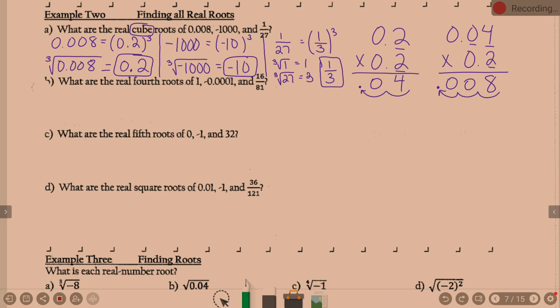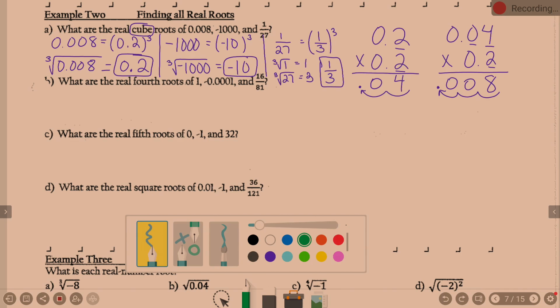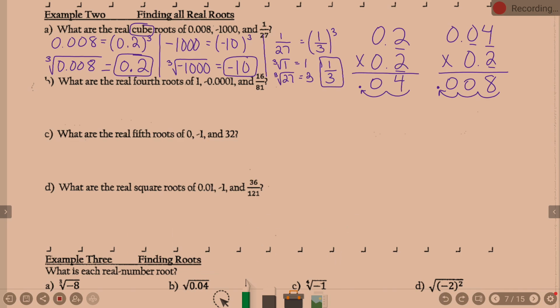Now, let's talk 4th roots. Actually, I'll leave that right there. The first one we're going to do is the 4th root of 1. So, when we talk about the 4th root of 1, I want to know what number raised to the 4th power can give me 1.